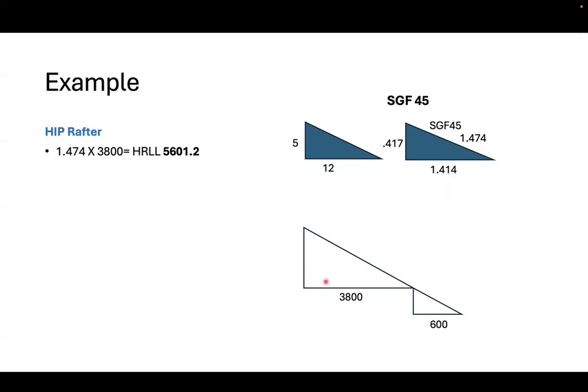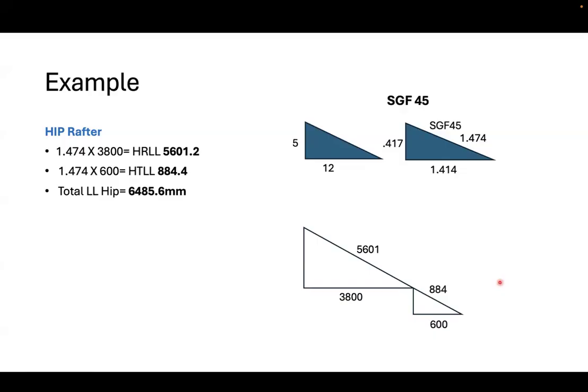Common rafter run times SGF 45, and it gives us our length. We do the same for the tail because it also runs at 45 degrees. So 600 times our SGF 45 of 1.474 gives us a number, and then we add them both together and add our numbers to our triangles. And then I usually like to just write it up here again, as well as the total, just to keep track. And really, that's it. It's that simple.